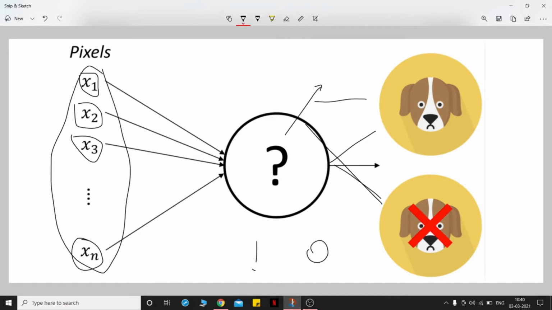So 1 means yes and 0 means no. So it's just a situation where there are only two possibilities. So it's always binary, whether it's 1 or 0, whether it's y or n, that is yes or no. So that's how it works.